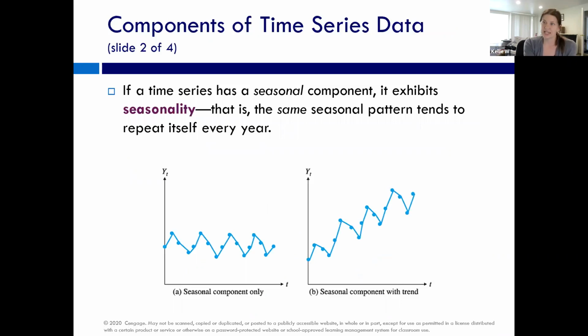If we have seasonality, this is what we're more familiar with when we think of time series data. So the same seasonal pattern repeats itself year after year. This is just seasonal data with no trend, and then B shows a seasonal component, but there's still an upward trend.